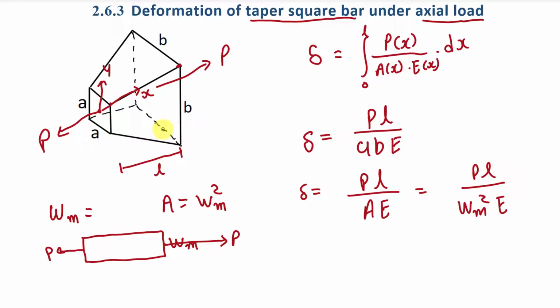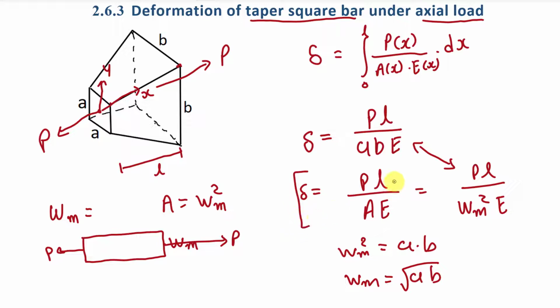And we are going to consider the value of deformation of both the bodies equal. So we have to take these two terms as equal. If you compare both these terms, then you will find that mean width square is equal to A into B. So the mean width of this body will be root of A into B. And here this mean width is the geometric mean of side A and B. So if a question is asked for the taper square bar under axial load, then we have to find deformation by this formula, in which you have to put mean width as root A into B, or you can directly use this formula.